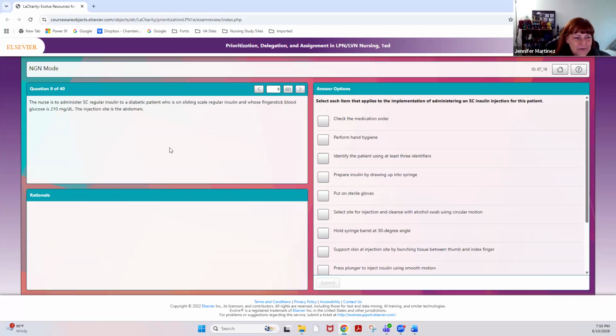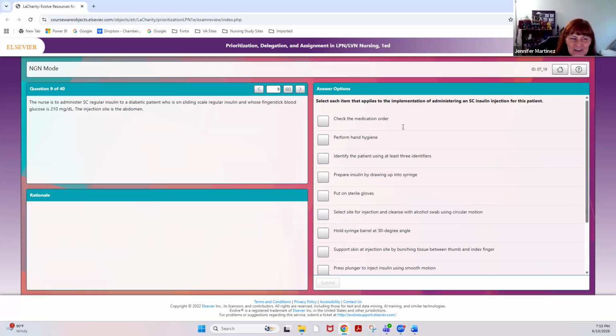All right. Ooh, what is this one? The nurse is to administer subcutaneous regular insulin to a diabetic patient who is on sliding scale regular insulin and whose finger stick blood glucose is 210 milligrams per deciliter. The injection site is the abdomen. Select each item that applies to the implementation of administering a subcutaneous insulin injection for this client. So you're going to give a sub-Q insulin injection.